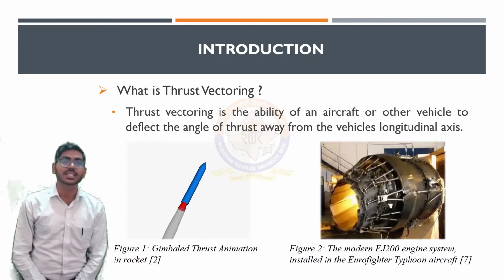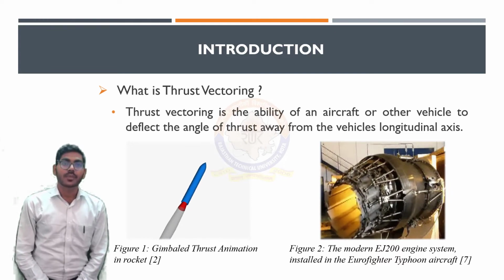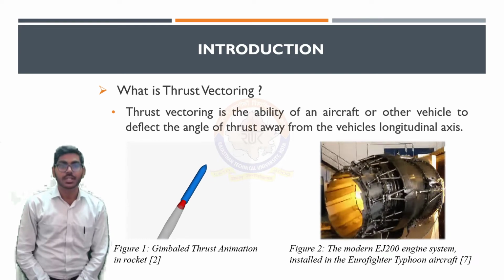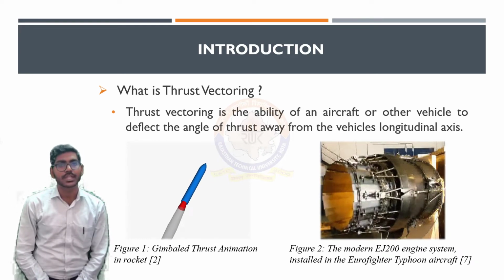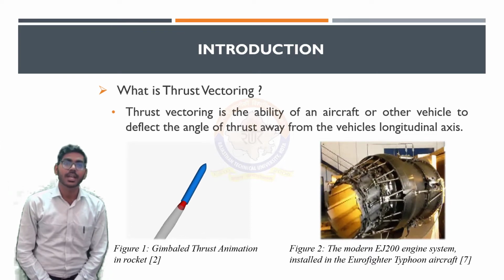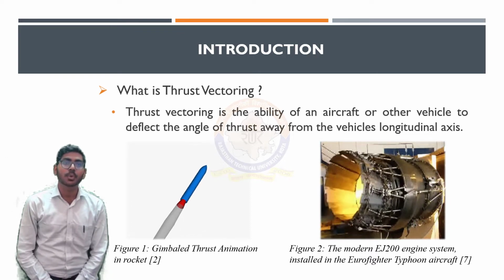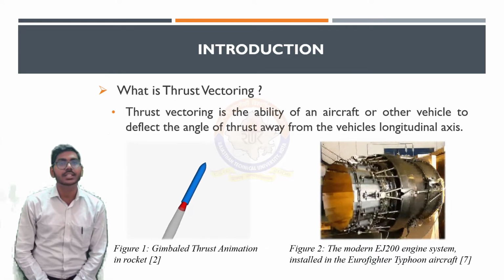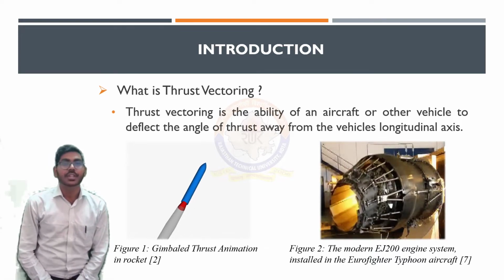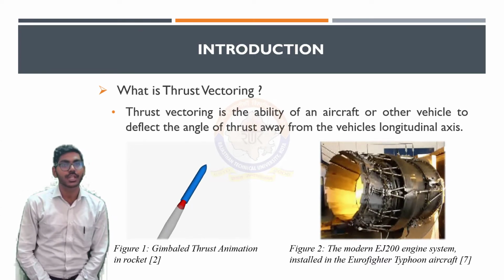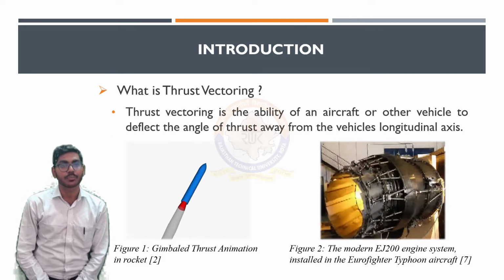Introduction. What is thrust vectoring? Thrust vectoring is the ability of an aircraft or other vehicle to deflect the angle of thrust away from the vehicle's longitudinal axis. Thrust vectoring involves redirecting some portion of thrust from a jet engine in any direction other than the normal axial direction. Thrust vectoring is used to control an aircraft's or rocket's motion in roll, pitch, and yaw.